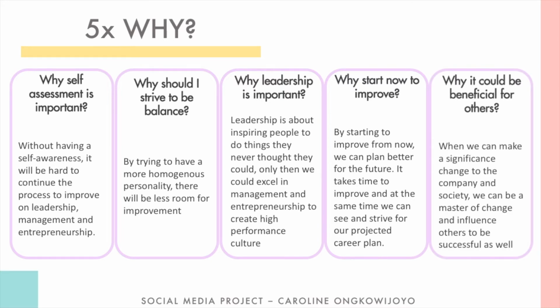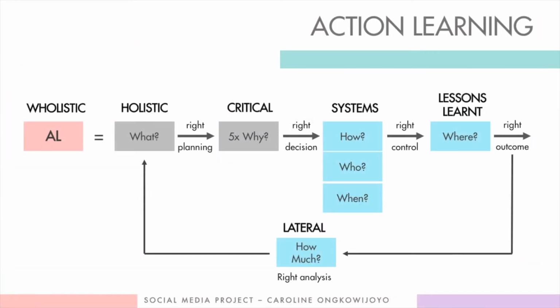Fifth and last question, why it could be beneficial for others. When we can make a significant change to the company and society, we can be a master of change and influence others to be successful as well. So, after covering the 5 times why, we can move on to the next section, which is systems thinking involving the question how, who, and when.